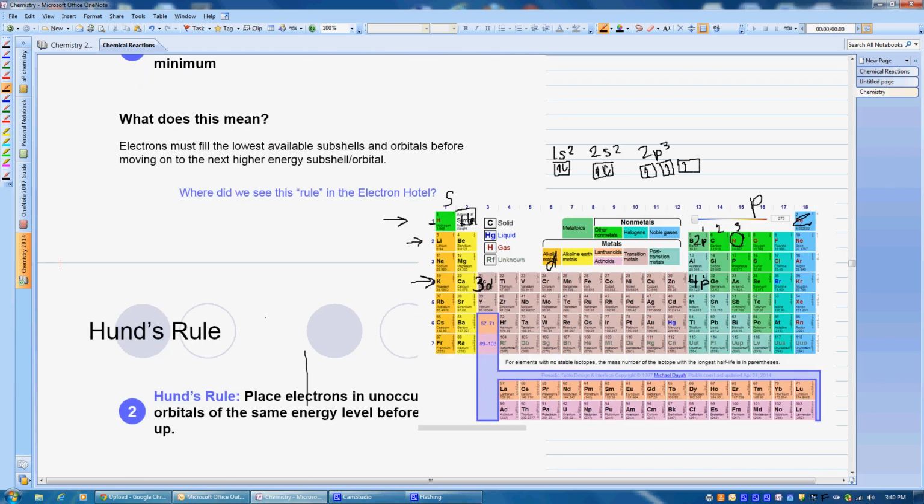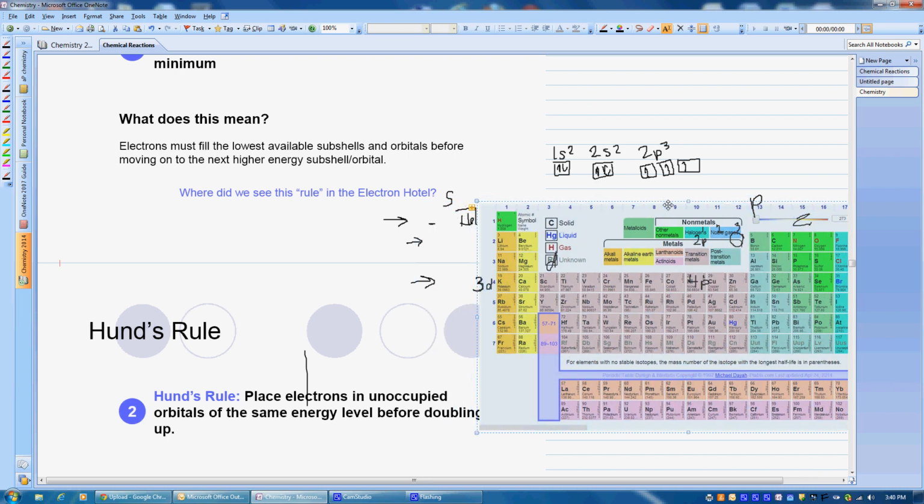So we can scroll down: place electrons in unoccupied orbitals before you occupy them. It's kind of like when you guys go on the bus, you pick an empty seat before you sit with somebody typically. So that's what this is saying: place electrons in an unoccupied orbital of the same energy level before you double them up. So that's why I put 1 electron in each box. Now, if I was on oxygen, then I would go back and I would double up right here. But this one's nitrogen, so that's not going to happen.